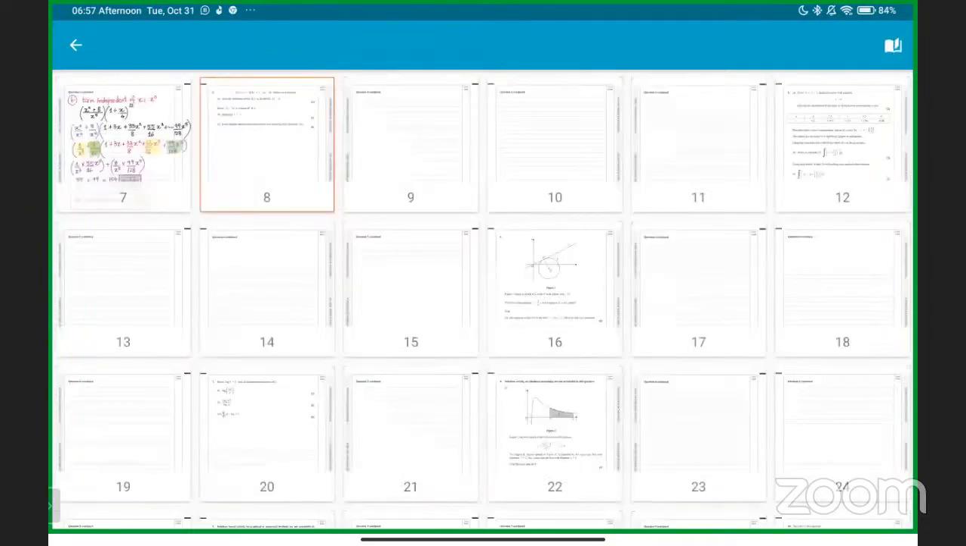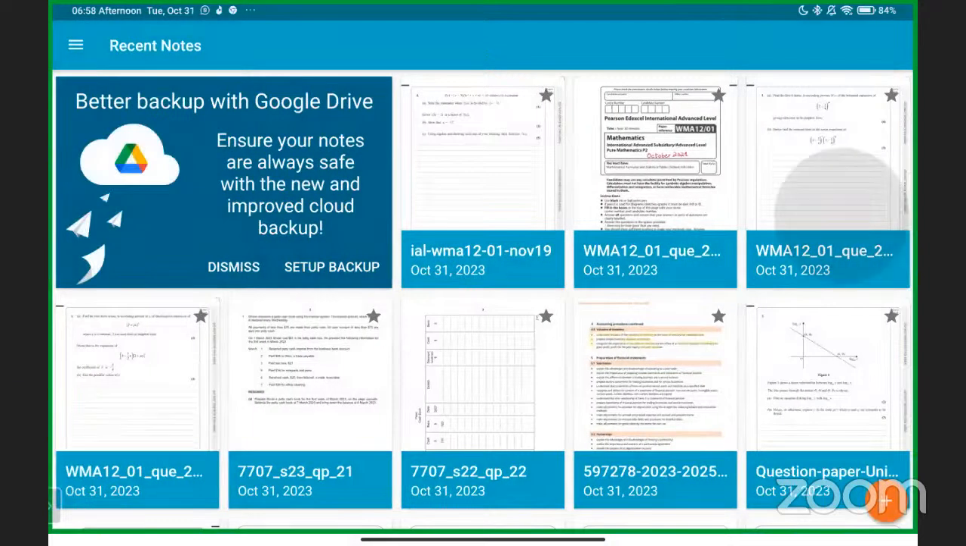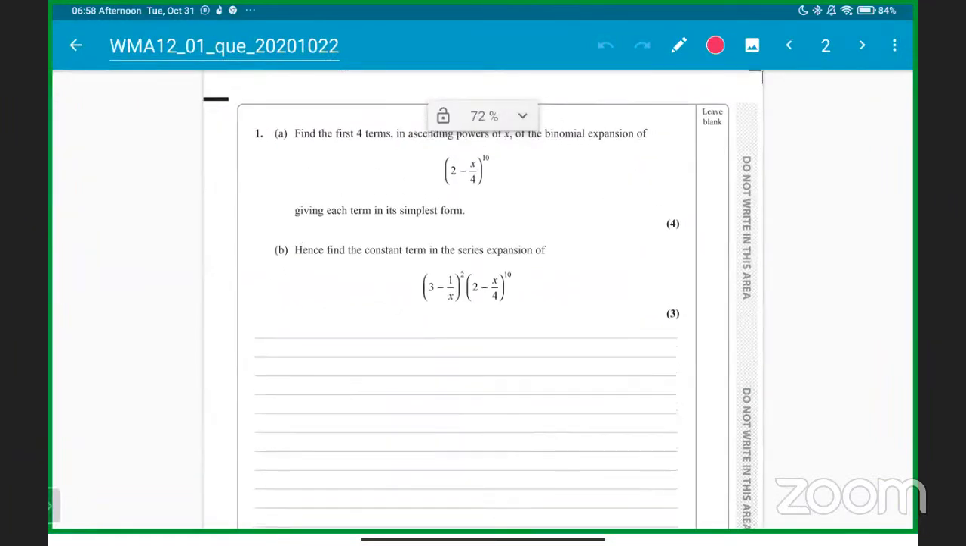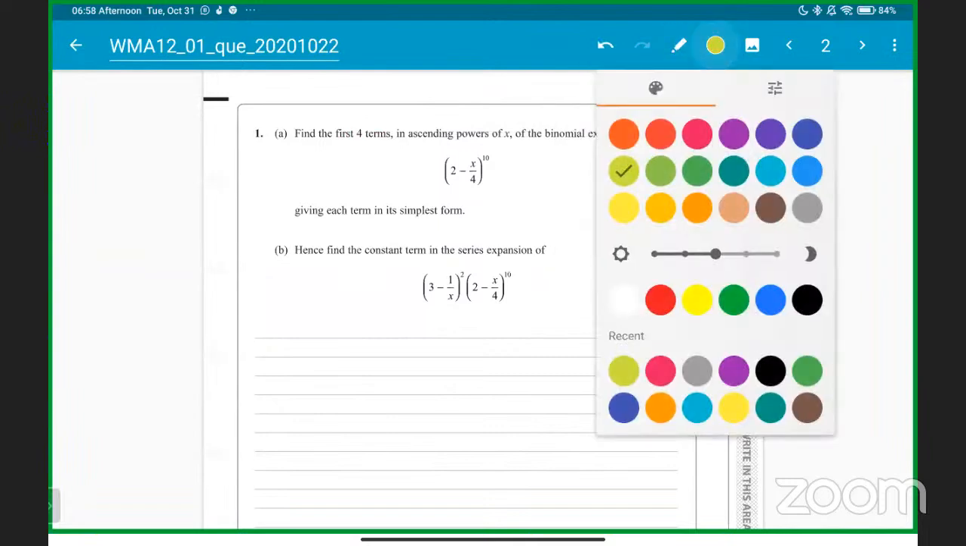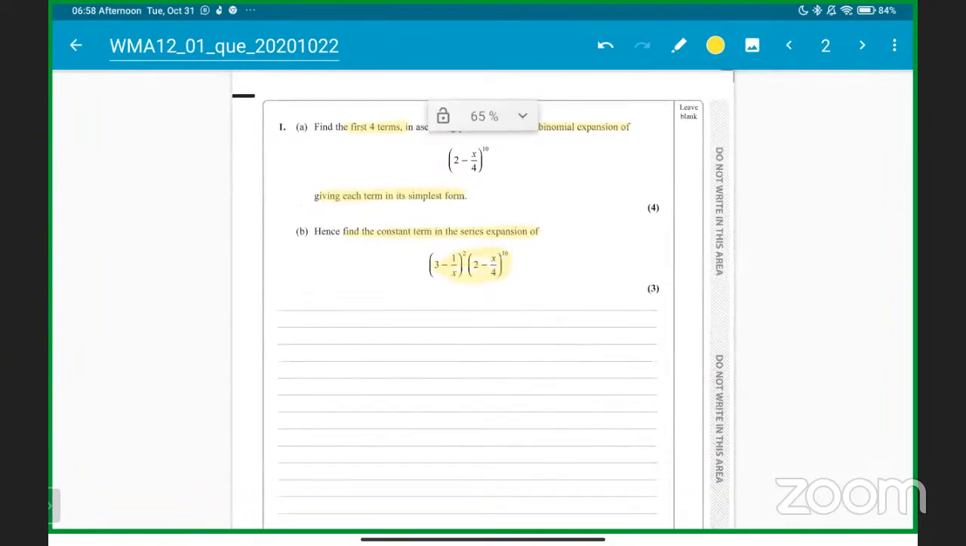Okay, let's do another question then, okay? So we have another question, exactly similar type of question. We have to find the first 4 terms. Just for practice purposes, we have to find the first 4 terms in ascending powers of the binomial expansion of this, giving each term in its simplest form, and hence find the constant term. So 4 and 3 marks are coming here, okay? Understood? Got it clear? So let's start working on this one as well.